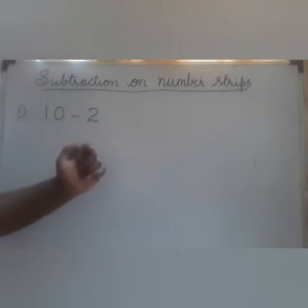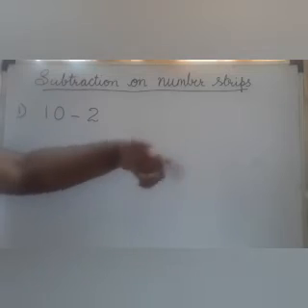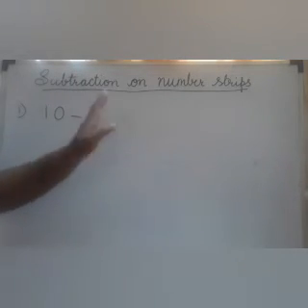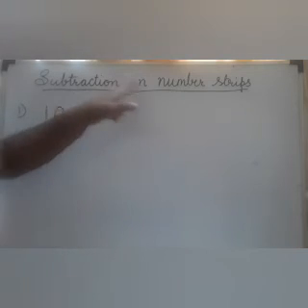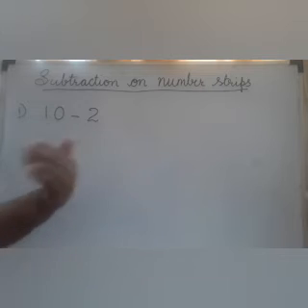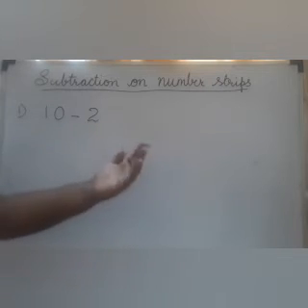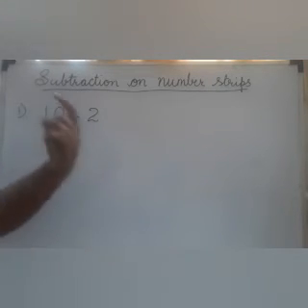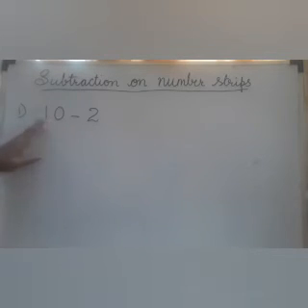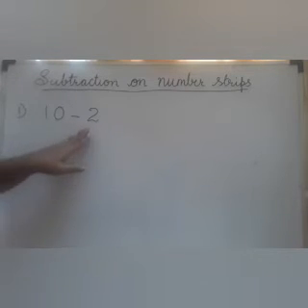While doing the addition on number strip, we have to jump forward. But in the subtraction on number strip, we have to do the backward jump. Dear kids, what jump do we want to make here? We want to make the backward jump. Look at this. The first question is 10 minus 2.